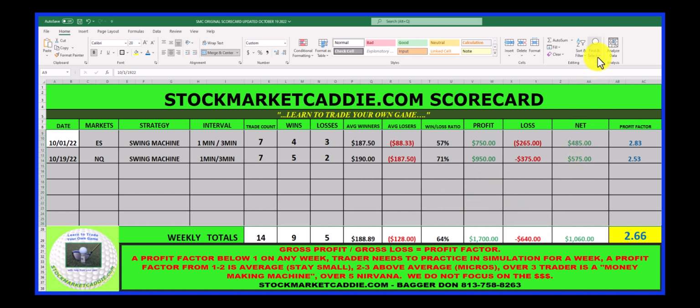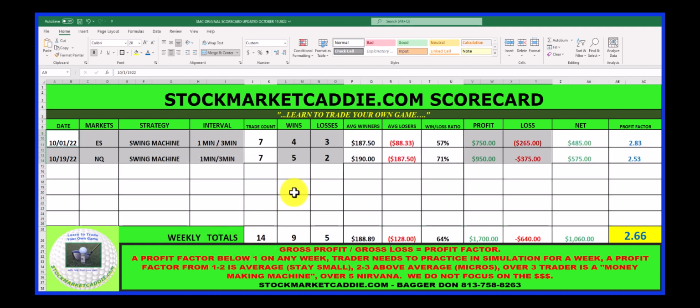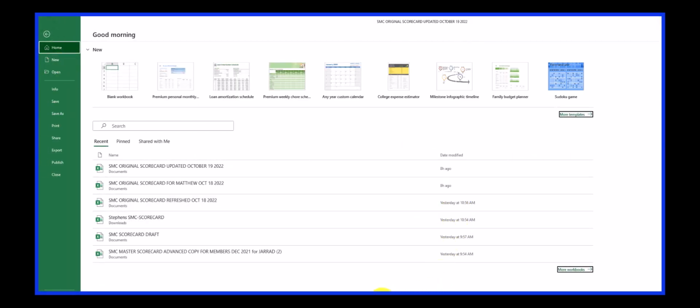What you want to do is come up to your Excel, click here, find and select. Come here to go to special. Come here to constants. And then what we're going to clear are numbers, text, and then we'll uncheck these two, hit OK. And there are the constants. And then what we're going to do is just press delete and everything should clear. And there it is. And we got a nice, clean scorecard for the next week. And we haven't deleted the formulas. And I'm just going to come up here and save it.